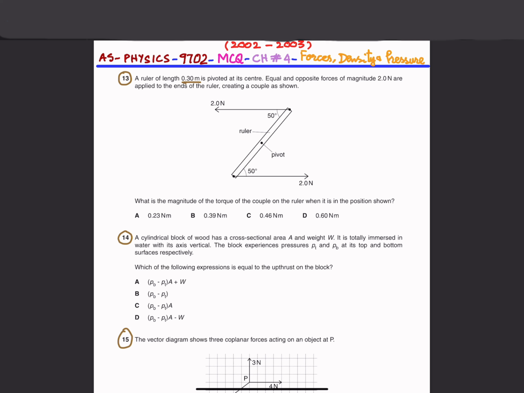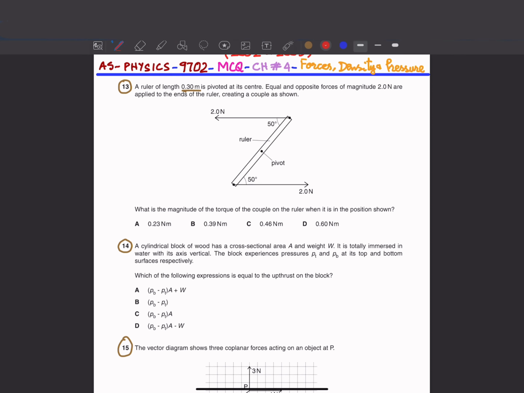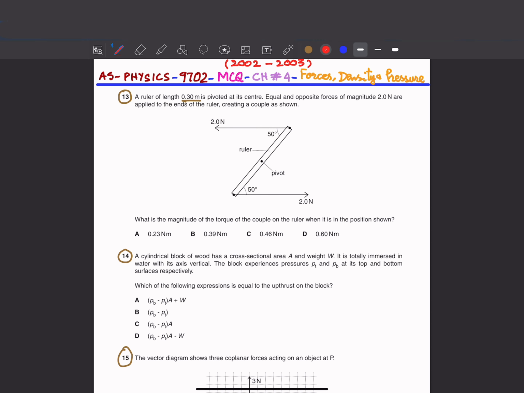We have already discussed the theory of these topics. So if you want to go through the theory part, you should go to those lectures which I have already uploaded. Here we have a few questions based on 2002-2003 papers, and of course forces, density and pressure are the topics of this chapter. For the time being, I have not uploaded the topic of density and pressure, but these two topics are very similar to what you have already studied in your IGCSE or O levels, so it will not make a big difference.